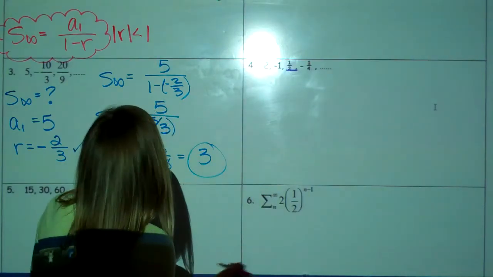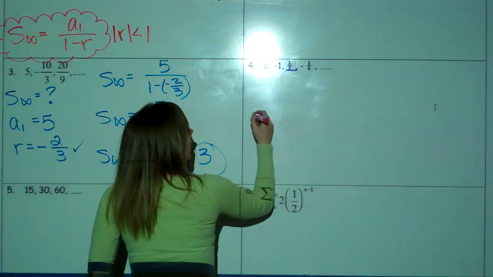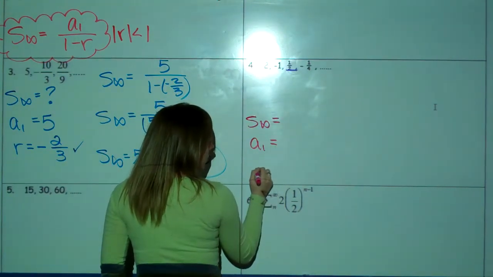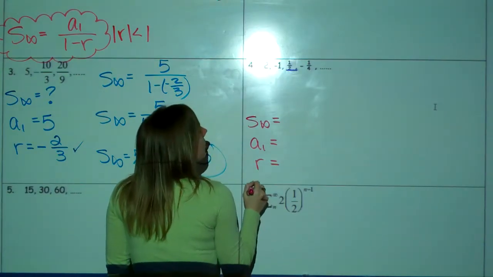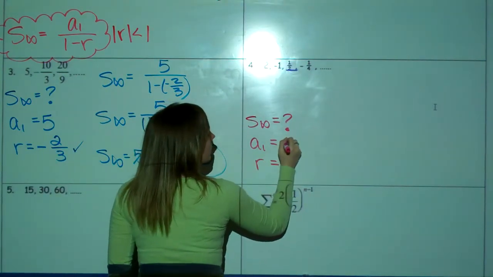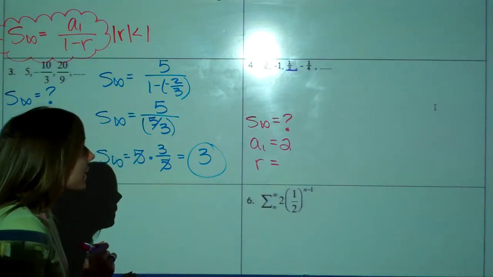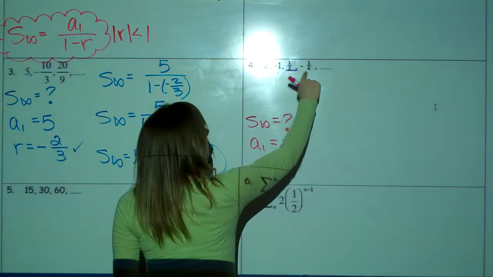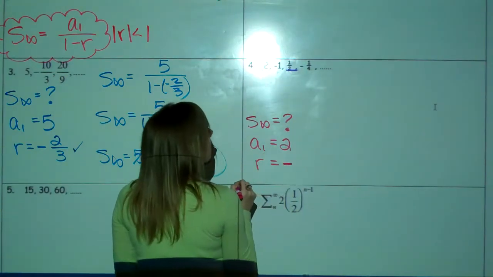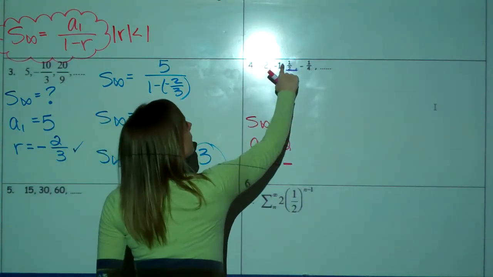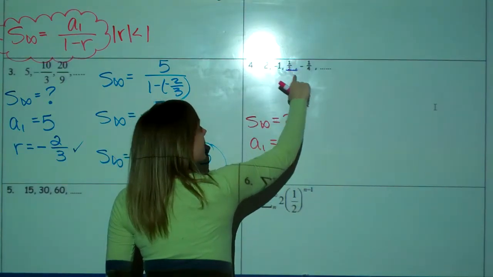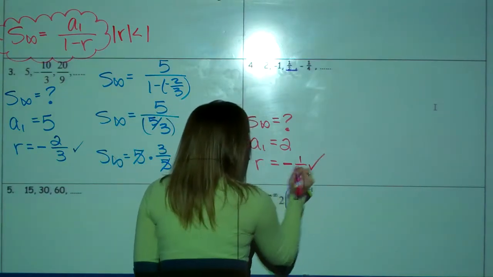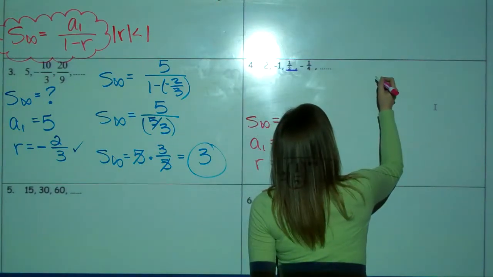Number 4. Again, we're looking for the same 3 things, the sum, the first term, and the ratio. The sum is what we're looking for. The first term is 2. And the ratio, it does look like it's getting smaller. That's good. It's going positive, negative, so that means it's a negative number. And it looks like they're getting cut in half, so it's negative 1/2. Okay? So that is a fraction. We're good. So let's use our formula.